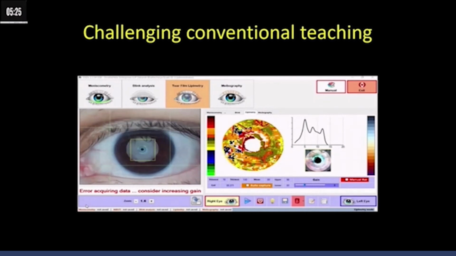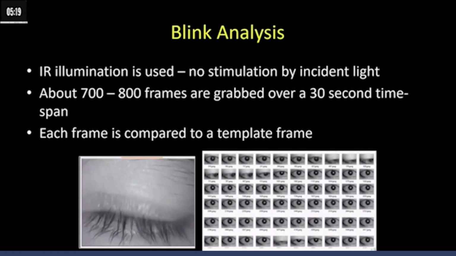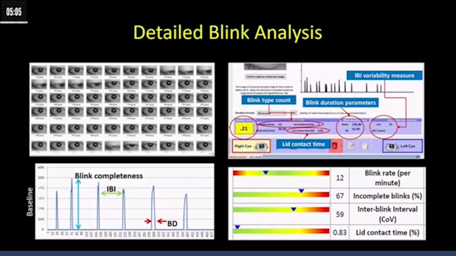We go on to blink analysis, which is done using infrared illumination, so there is no stimulation by incident light. About 700 to 800 frames are grabbed over a 30-second period, analyzed and converted into a one-dimensional array against time. From the array, you can get the blink completeness, the interblink interval statistics, the lid contact time and the blink duration, all from this. It also gives out a quality factor, color coded, so you know whether the blink acquisition has been accurate. Once again, like the rest of the report, it is put on a red to green scale so that you can know where the patient stands exactly.